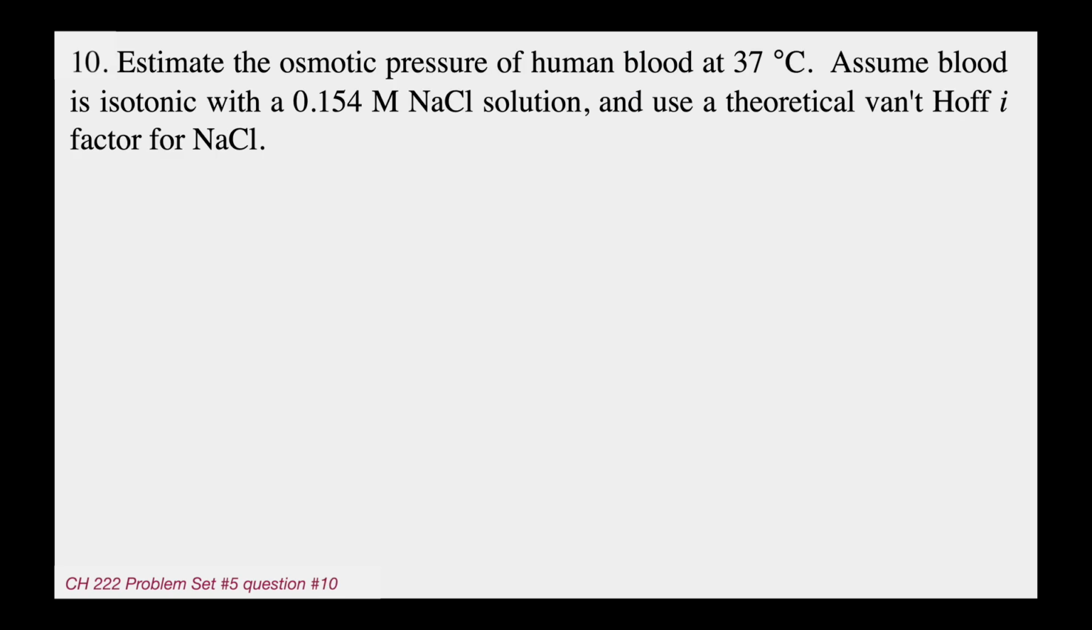The last of the colligative properties is what they call the osmotic pressure or osmosis, all right? Osmotic pressure is literally a pressure of solution. So in this problem, we're trying to find the osmotic pressure of human blood at 37 degrees Celsius. Now, we're going to assume that human blood is isotonic, which has the same ionic strength, as 0.154 molar sodium chloride. And we're also going to use a theoretical Van Hoff factor for sodium chloride. Okay, so a couple things here.